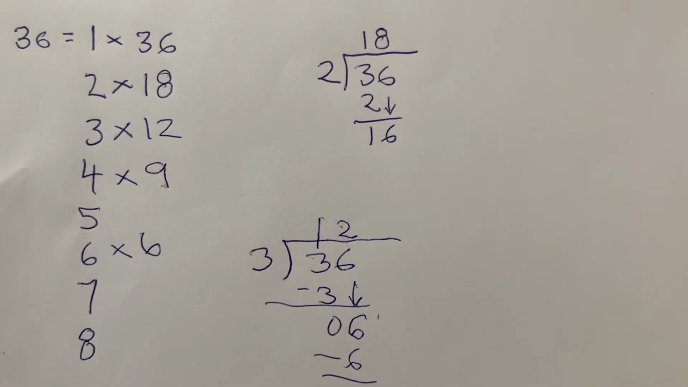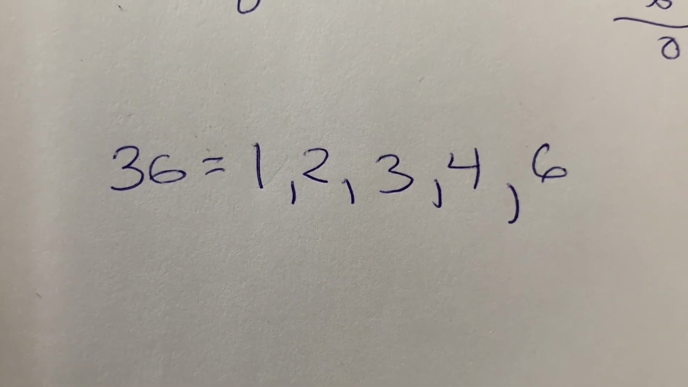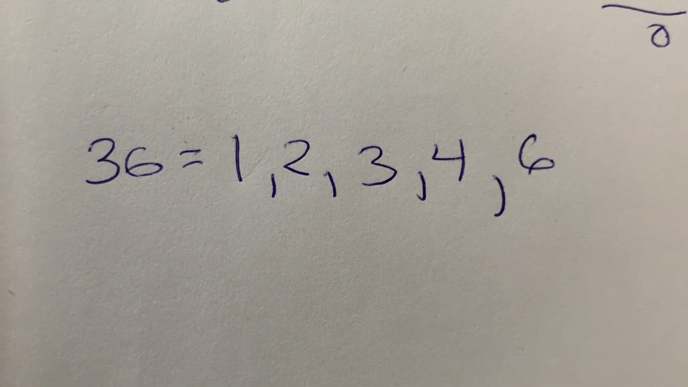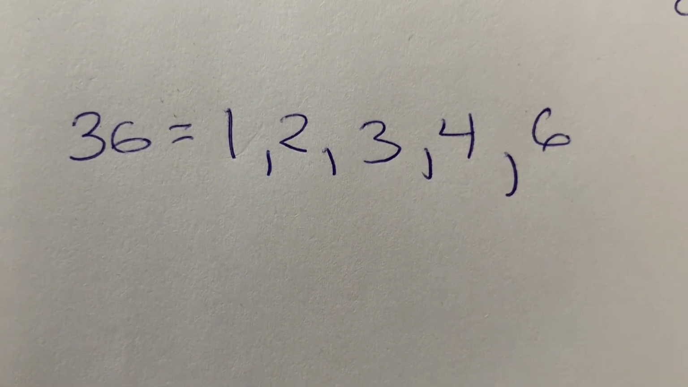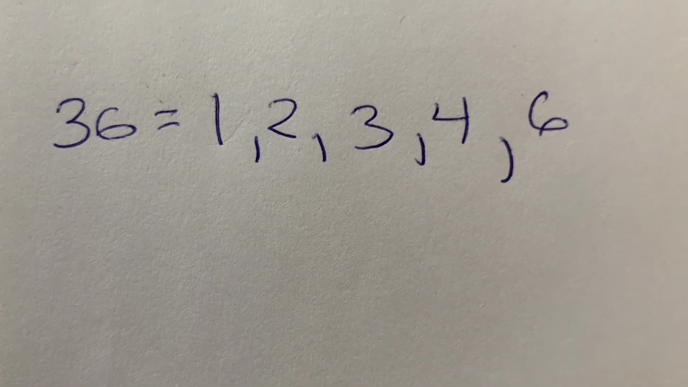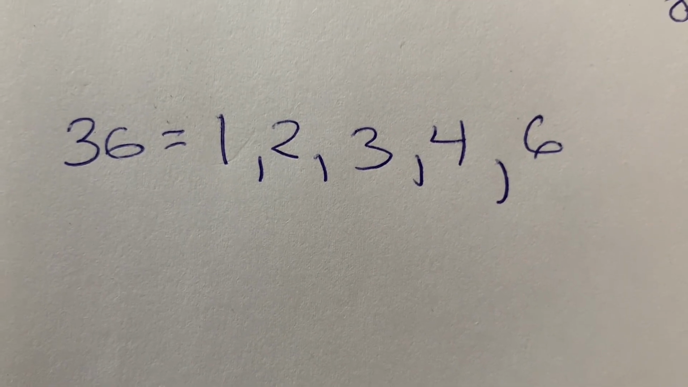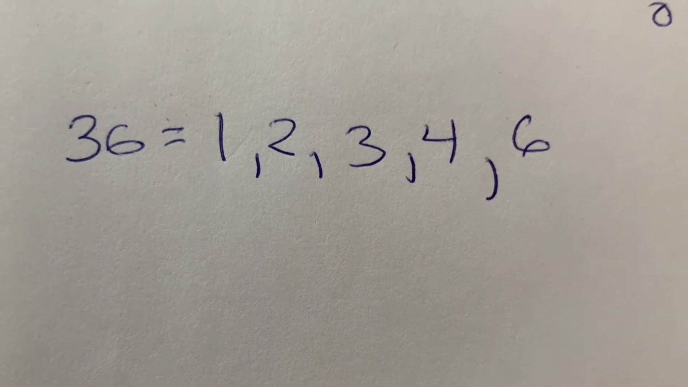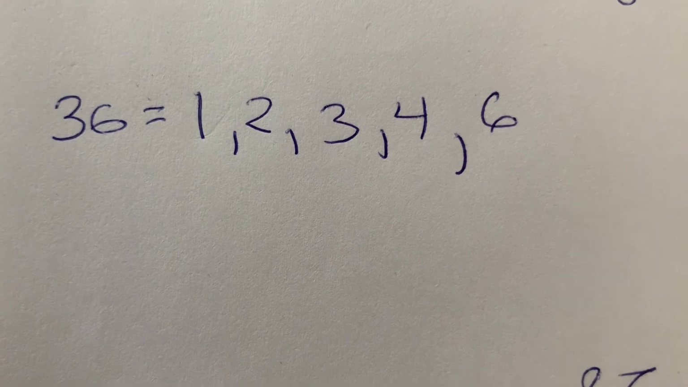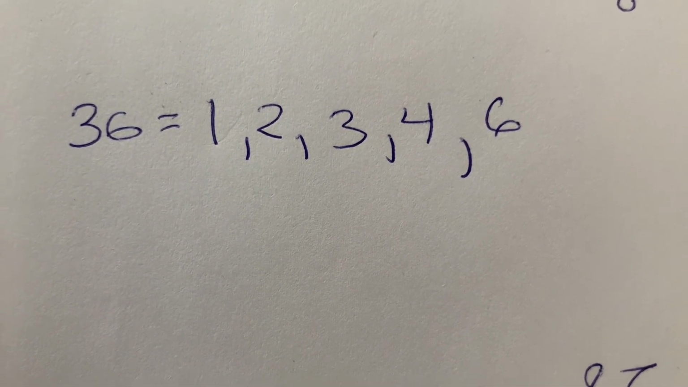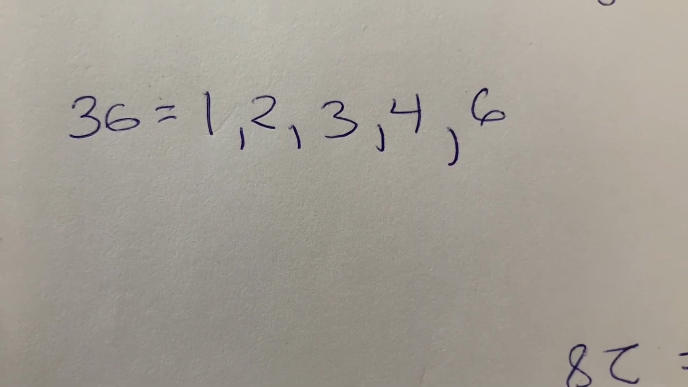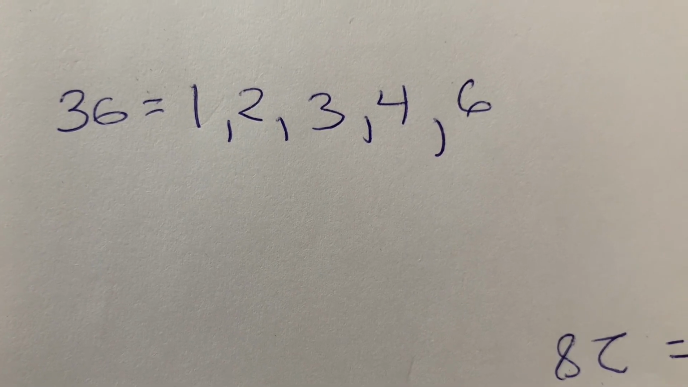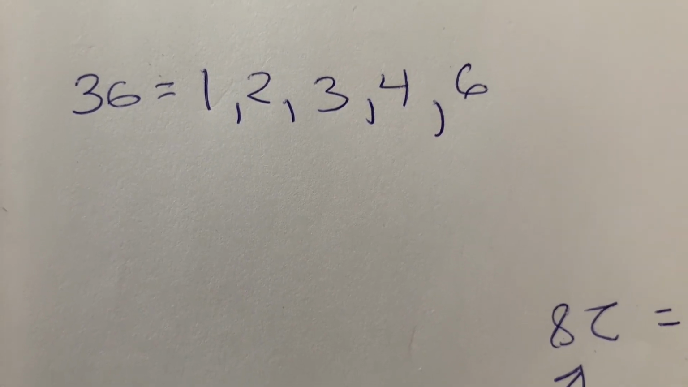So now we're going to make a list. So 36 is equal to, we know that 1 times 36 is 36, 2 times 18 is 36, 3 times 12 is 36, 4 times 9 is 36, and 6 times 6 is 36. So you notice I'm going from left to right, from smallest to largest. So now I'm going to put the partners in on the right.